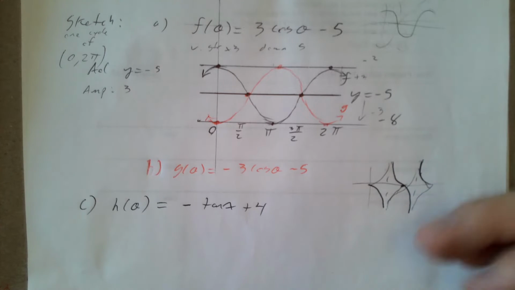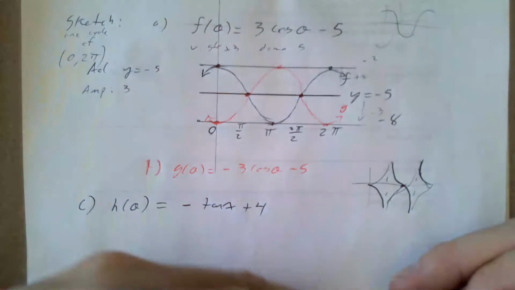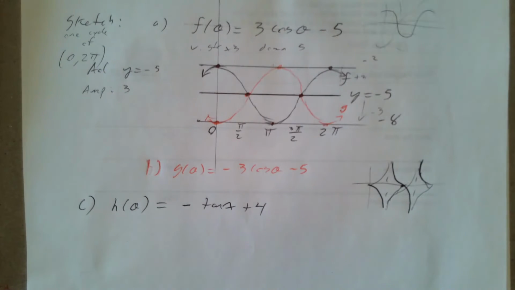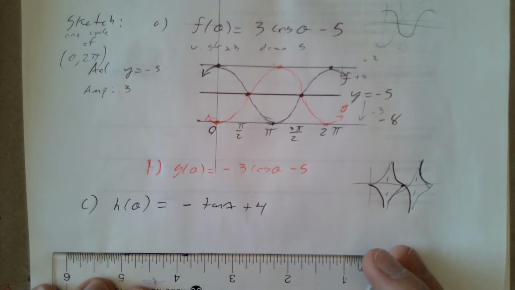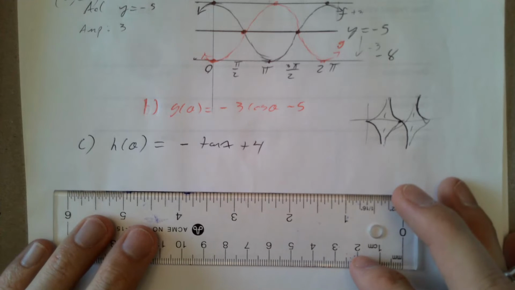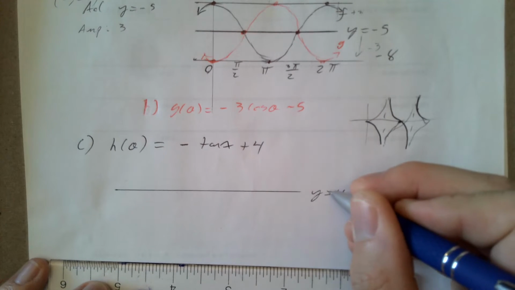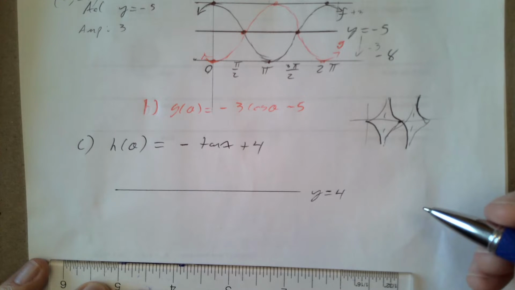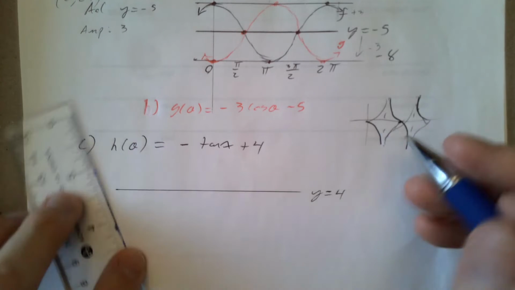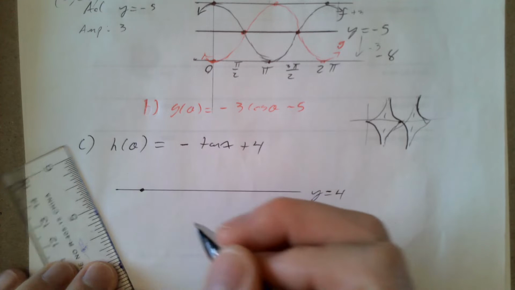Okay, and then I shift it up 4. Well, I'm just going to track my axis up 4. So wherever I center my sketch, I'm going to call that height 4. So guess what? This is y equals 4. It's the axis of inflection of my curve. And then I sketch myself a vertically reflected tangent curve.